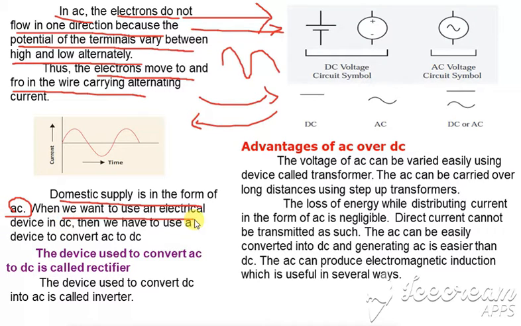When we want to use an electrical device with DC, we have to use a converter from AC to DC. That is the device which is used to convert AC to DC.